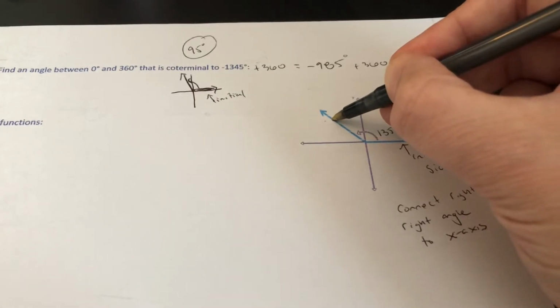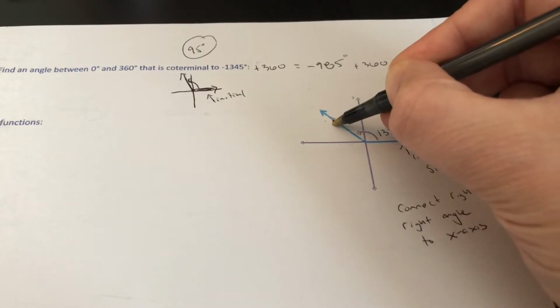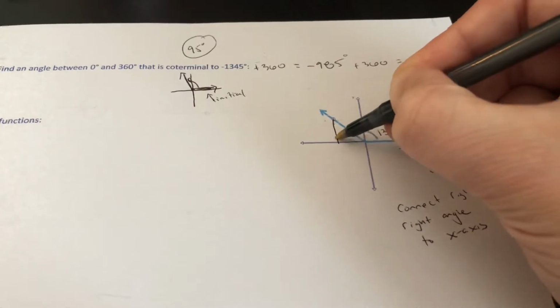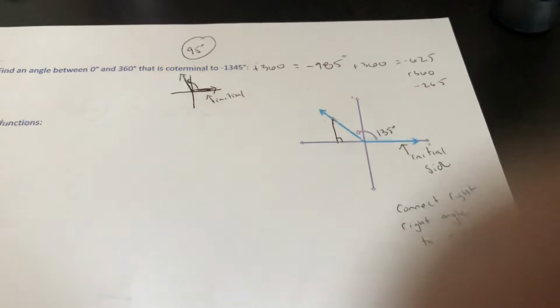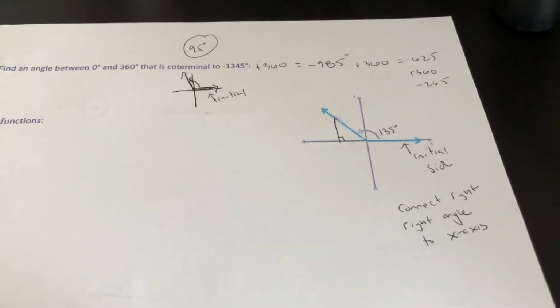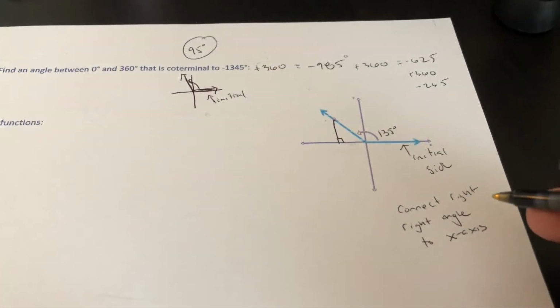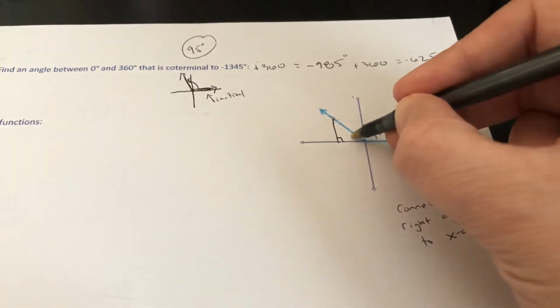So I'm going to drop a line straight down perpendicular like this. So there's my right angle on the x-axis. My right angle should always be on the x-axis. You'll hear me say that over and over and over again, okay? And what we're going to do is we're going to study this little angle in here.